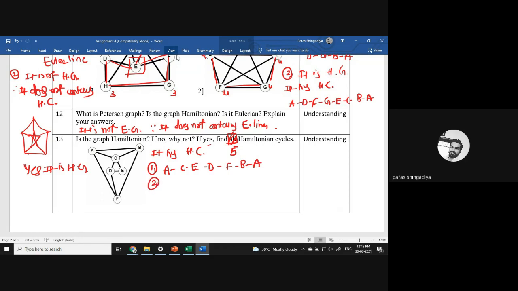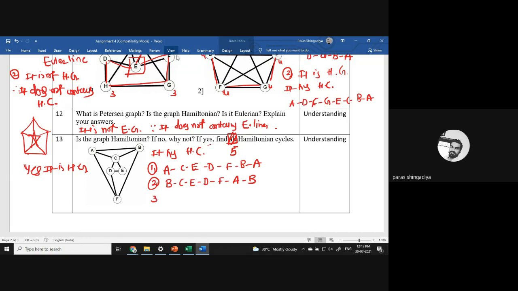Second one, now change the starting place. We started from A in this circuit. Now start with any other vertex. So let's start with B. A circuit can be formed from B. Just check it. So you can consider here B to C, then E, D, F, A, and B. Okay, that's it. The route has changed completely, and it also covers all the vertices exactly one time from B to B.